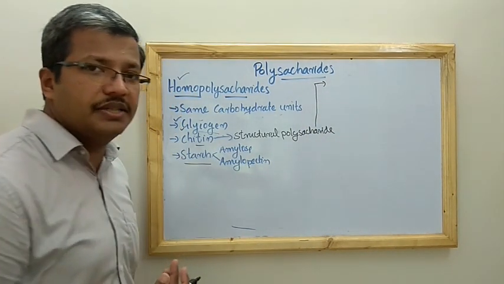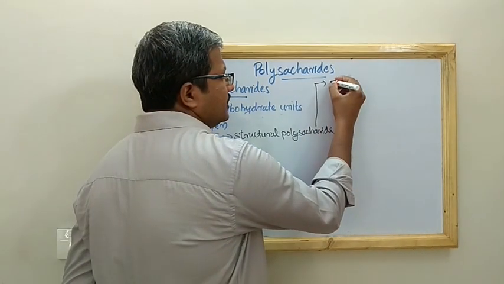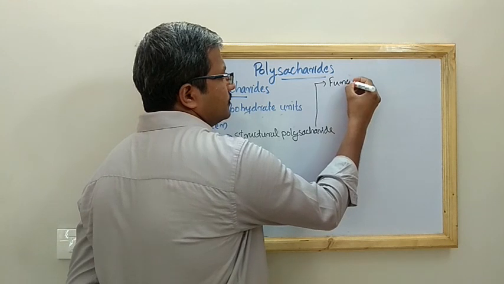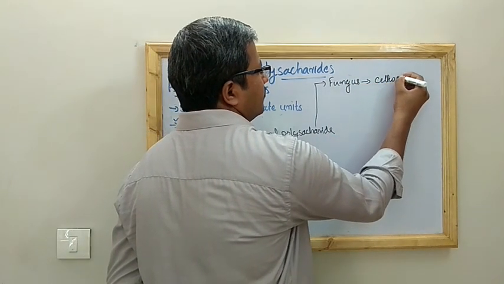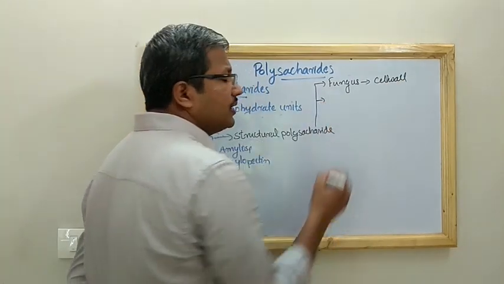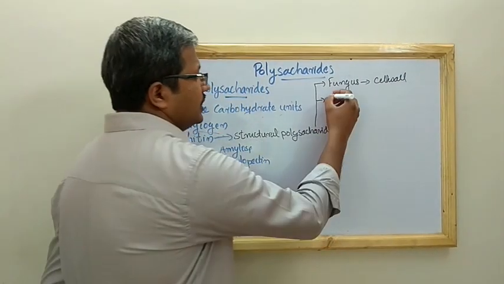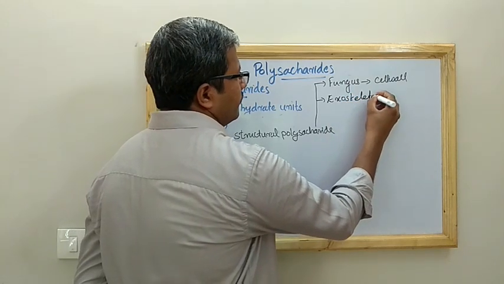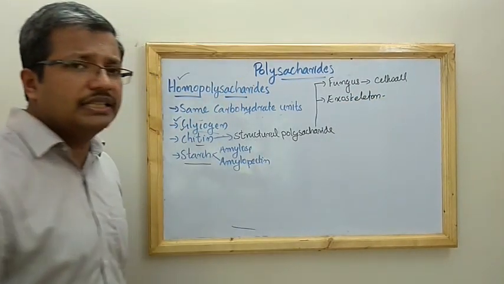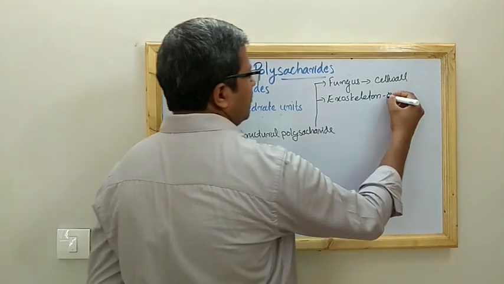Where can we find chitin? We can find it in the fungus. We can see chitin in the cell wall of the fungus. In the case of arthropods, we can see it in the exoskeleton. Exoskeleton of lower organisms we can find it, for example, arthropoda.